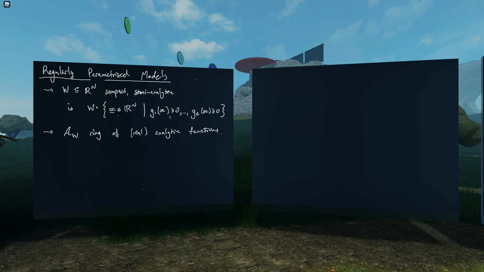Looking at regularly parametrized models, which is basically a technical tool to calculate the RLCT of certain functions.